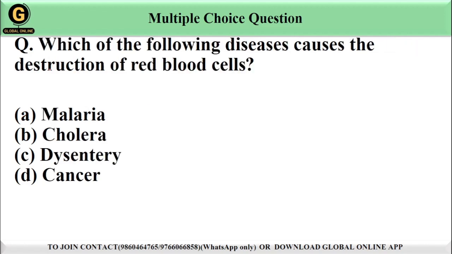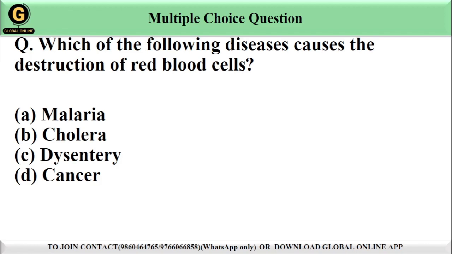Which of the following diseases causes a destruction of red blood cells? We have options here. Option A, malaria, option B, cholera, option C, dysentery and option D, cancer. So guys, malaria is caused by the Plasmodium parasite, which infects and destroys red blood cells in the human body. This leads to symptoms such as fever, chills, anemia.